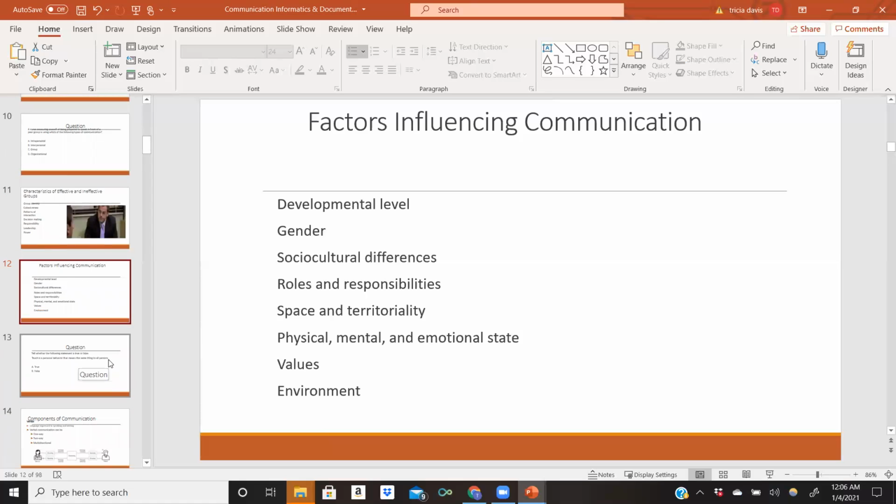Physical, mental, and emotional state. The degree to which people are physically comfortable and mentally and emotionally free allows them to engage in interactions with you and other people, and also influences their communication. So if a patient is in excruciating pain because they just had surgery, you would not want to pick that time to come in and talk about educating them on a new medication. That would not be an opportune time.